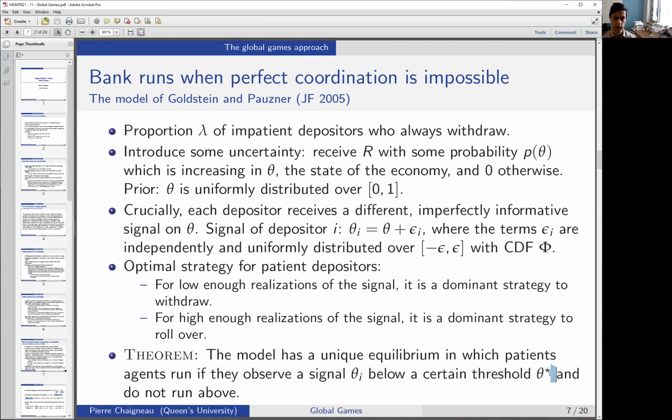If theta I is above theta star, they're going to roll over their funding. You have two actions. You can either withdraw your funding or roll over your funding. And you observe one signal theta I. As you can see here, the larger theta I is, the better your information about the state of the economy, and so the more optimistic you're going to be. Here this is saying that if theta I is less than some threshold, you are going to withdraw your funding. And if theta I is above this threshold, you will be happy to roll over your funding. So it makes sense.